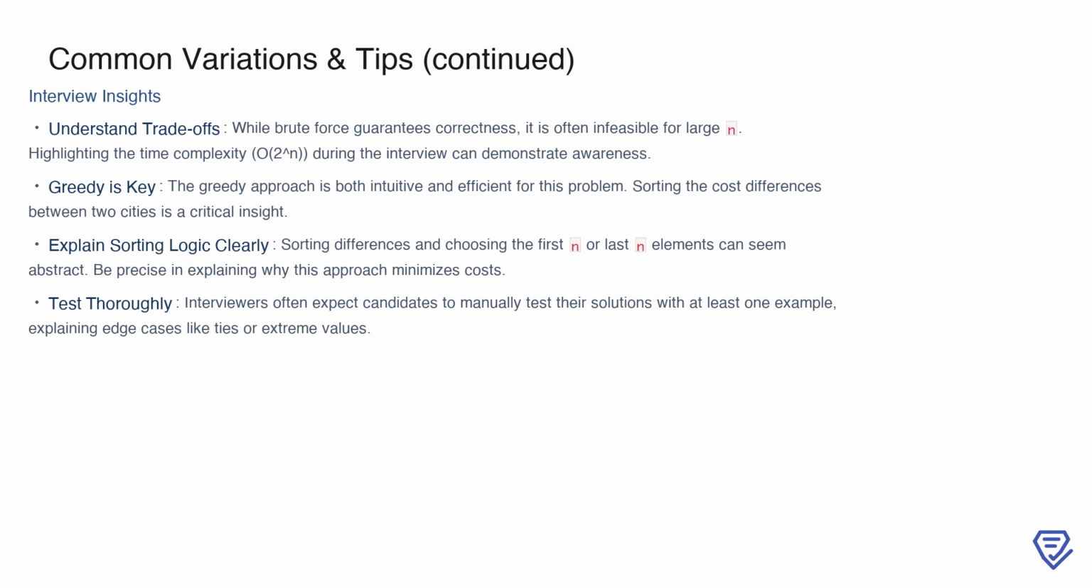Sorting the cost differences between the two cities is a critical insight that minimizes the total cost, but it's important to clearly explain the reasoning behind the sorting logic. For example, why selecting the first n or last n elements after sorting achieves the desired result. Lastly, interviewers typically expect candidates to manually test their solutions. This includes walking through at least one example and carefully addressing edge cases, such as ties in costs or extreme values. This demonstrates both a deep understanding of the problem and attention to detail.